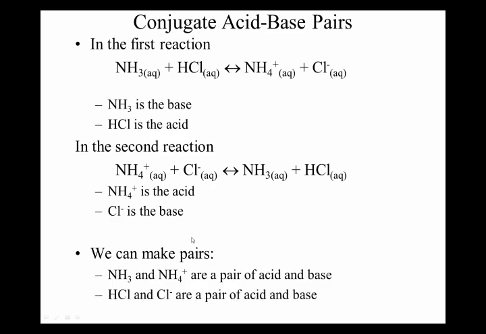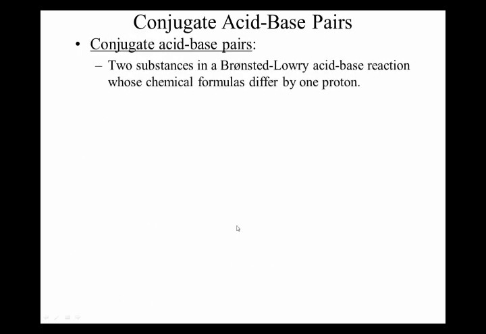The other pair is HCl and Cl minus. So HCl is the acid, chloride is the base, right? Because chloride can take a proton and become HCl. HCl can lose a proton and become chloride. So we call them conjugate acid-base pairs. And the definition is that they are a Bronsted-Lowry acid and base pair that differ by one proton.